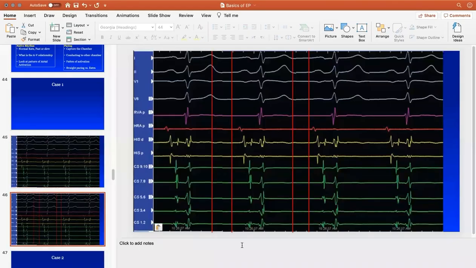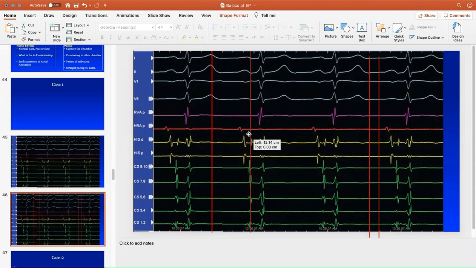Okay, so I'm going to move the cursor. I want to measure the AH and the HV, so I want you to help. Let's start with the AH. How do you measure the AH? So from the Hess, okay, we put a line on the Hess. And where should I put, we're talking about the AH. What did we say about the AH? From the HRA. So AH, are you sure? Is this your AH interval? Yes.